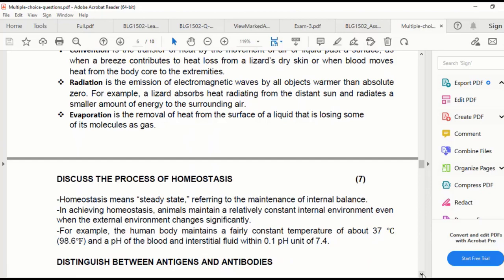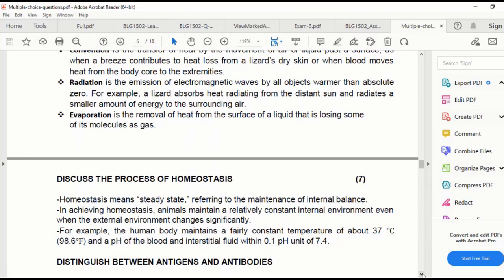For example, in humans, that's where we talk about pH and the ranges of pH. How do they range, from which amount to which amount, in order for them to actually survive? For example, the human body maintains a fairly constant temperature of about 37 degrees Celsius, which is 98 degrees Fahrenheit, and a pH of the blood and the interstitial fluid within 0.1 pH unit of 7.4.